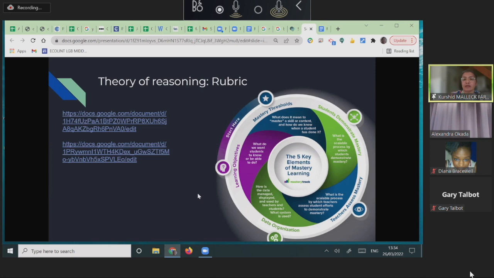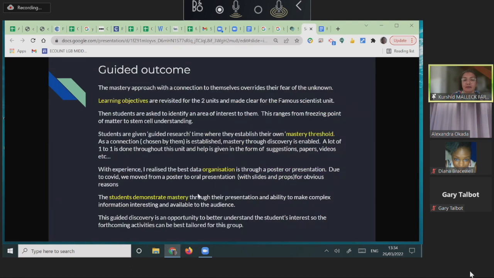So then I explain to them how they are going to, through guided research, get to their mastery threshold. And you'll be very amazed by the array of scientists that come up, because, thinking that I'm teaching in an international school, the scientists are very often ones that I have never heard of. I don't know every scientist in the world, obviously, and they're sometimes very ancient scientists, sometimes very topical right now. With COVID, we had a lot of people choosing COVID as one of the options.